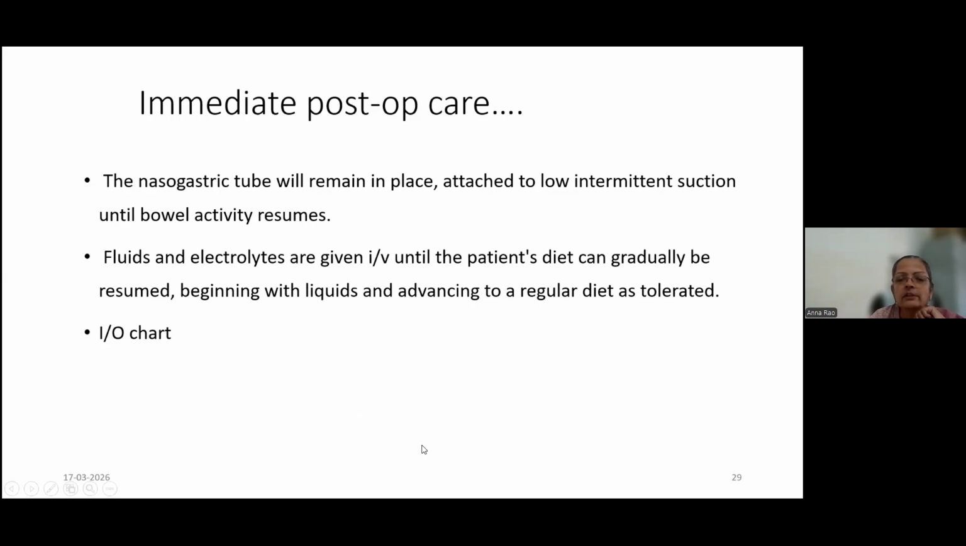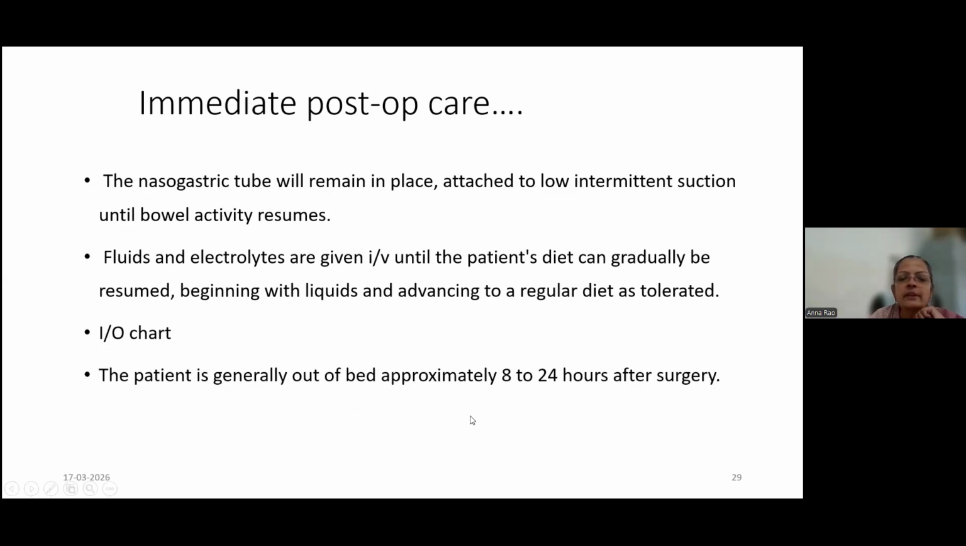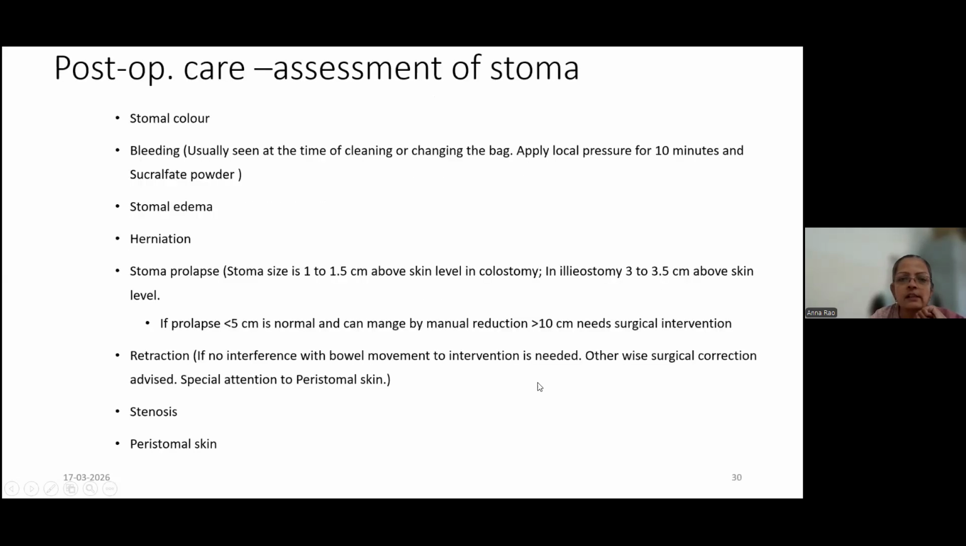We will see that in a little more detail. We will maintain an intake and output chart. And the patient should generally be out of bed approximately 8 to 24 hours after the surgery.